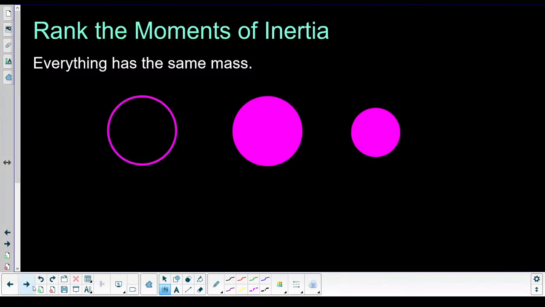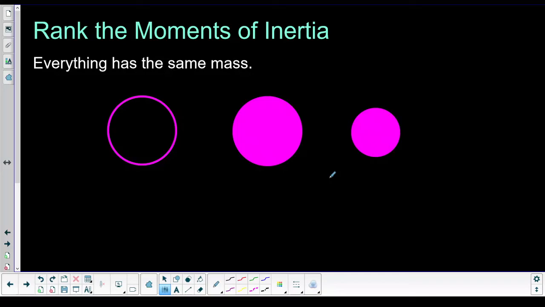Okay. So now let's talk about some real objects we could look at, and then we'll talk about which ones have bigger or smaller moments of inertia. Mostly for this class, you need to know, is that bigger or smaller when we're talking about the moments of inertia? What the exact value is not super duper important.